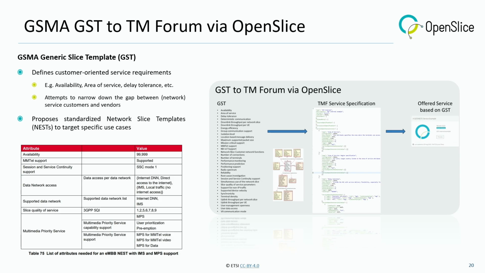Also, GSMA, in the same document, proposed some network slice templates that would describe standardized slices such as eMBB, mapped towards these properties, as you can see. So what we've done in OpenSlice is try to take every property of the GST, which was in free text, and map it in the TMF service specification, so the designer can leverage and expose these properties towards the customer.